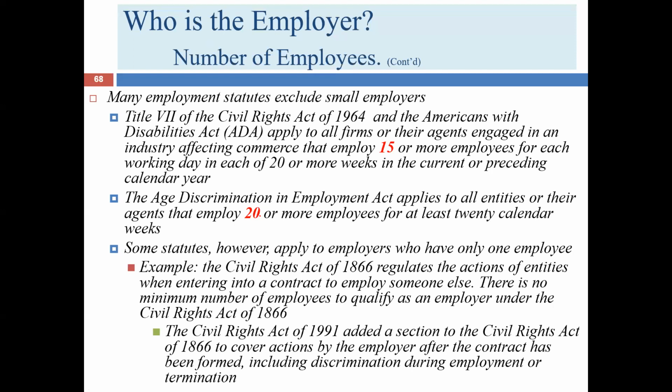And I'm sure that in exchange for the number going up from 15 to 20, the conservatives needed to give a little bit more in another area. And so exactly where that compromise is going to vary. So again, 15 and 20 are the big numbers here. 15 for Title VII and ADA, 20 for ADEA.